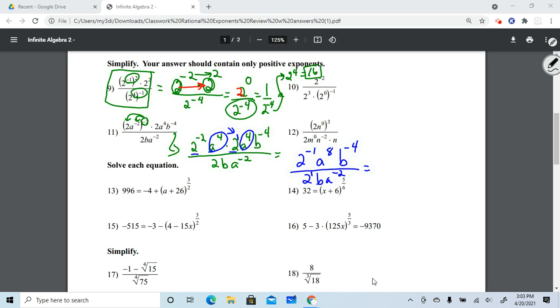So what are we going to do? When you divide like bases, we subtract those exponents. That gives me 2 to the negative 2 because negative 1 minus 1 is negative 2. That a to the 8th and a to the negative 2 gives me a to the 10th, because that's 8 minus a negative 2. And that b to the 4th and b gives me b to the negative 5.